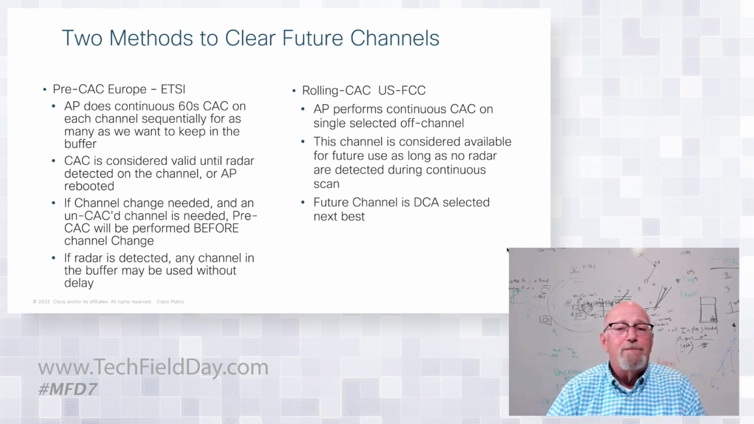And if I do that, that's no problem. I'll go back and pre-CAC again. In the FCC, I can only keep 1 channel. I have to constantly monitor that channel in order to use it. So we've got something called a rolling CAC, and this is in the FCC. And it's going to perform a continuous CAC on what I call my reserve or future channel, which is the one I'm going to jump to if I need to.